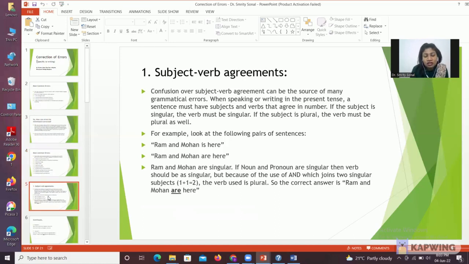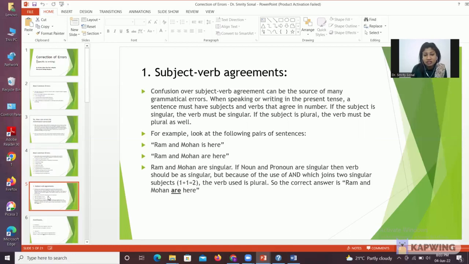The first, a very commonly made error, is the subject verb agreement error, where we have the subject for a sentence and then we have the verb, but the verb does not agree with the subject. Could be the subject is plural and the verb that you are using is singular, or maybe the subject is singular, but the verb that you are using is plural.